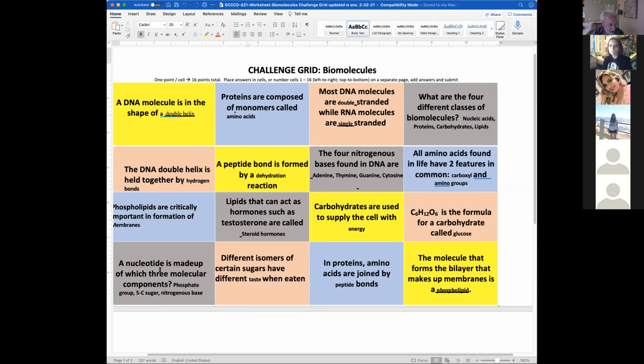A nucleotide is made up of 3 molecular components: phosphate, 5-carbon sugar, nitrogenous base. Different isomers of certain sugars have different tastes when eaten. In proteins, amino acids are joined by peptide bonds, and the molecule that forms a bilayer that makes up a membrane is a phospholipid. So I show you that for the record. Anyone have a comment or question about the grid?